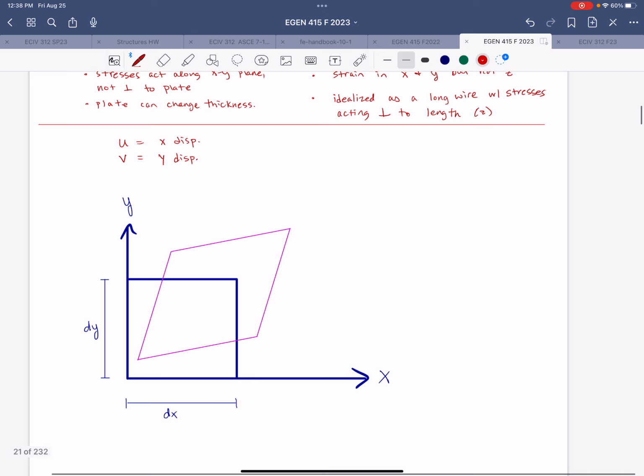Now, after being displaced, right, so it undergoes rigid body translation and then also deformation. So there's no strain as a result of the rigid body translation, right? The strain only comes from the deformation because it's the change in length divided by the original length. So I'll note that down over here as well. So strain is change in length divided by original.